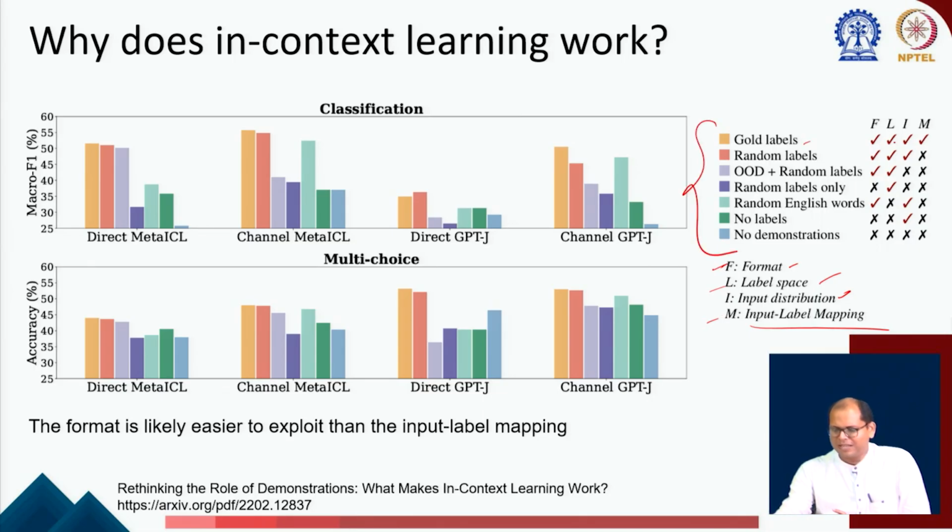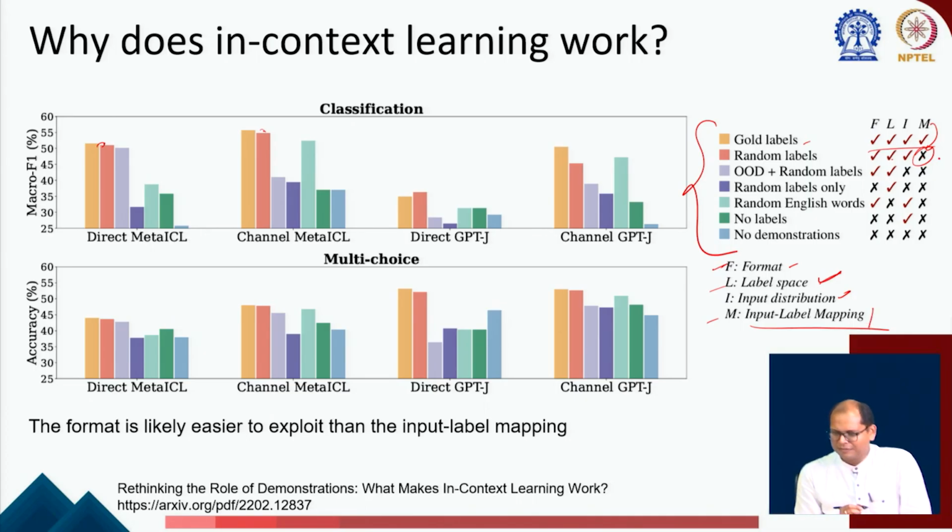Gold label is where you are given everything, and that typically has the best performance throughout. Then what if the mapping is not correct? That means you give the same examples, but replace the labels with random labels. You still give the label space correctly, the same positive, negative, neutral, but you put them randomly. Then you see the performance is slightly lower, but it's still roughly the second highest. So this is important. That means the mapping may not be so important, but everything else is.